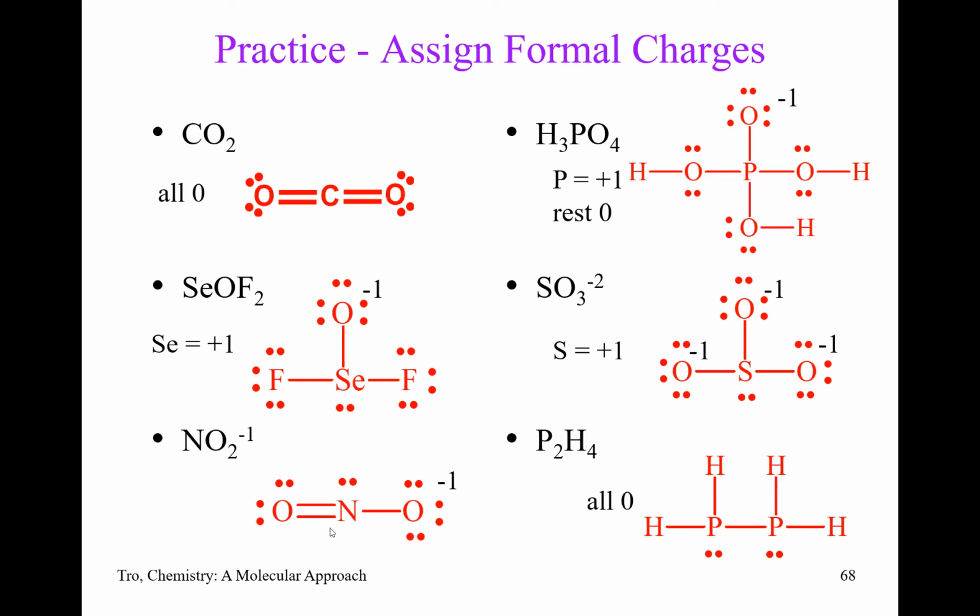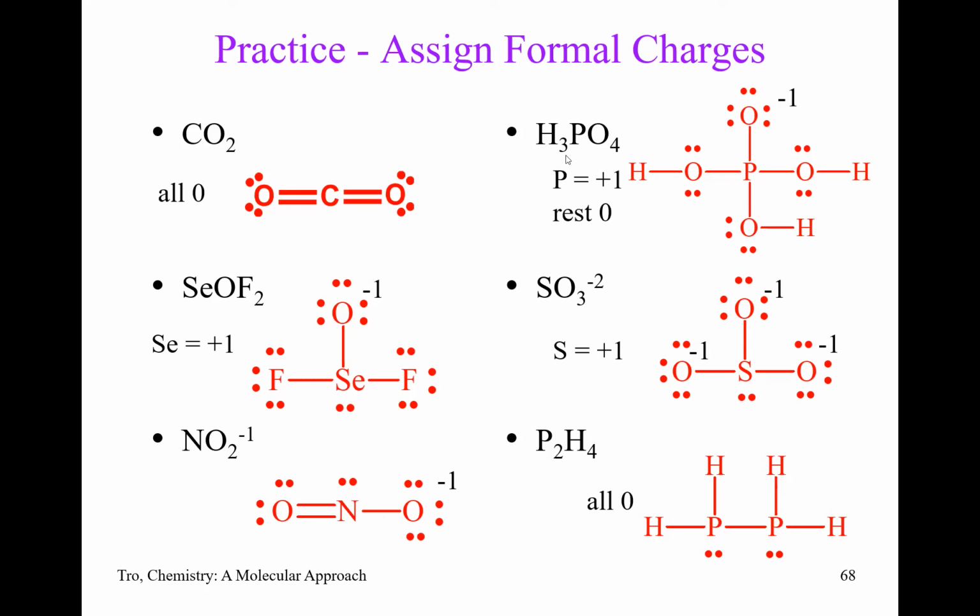Here's the NO2. Right, the oxygen on the left looks normal, the one on the right does not. It's got the 3 lone pairs and 1 bond, so that's a -1. The nitrogen's happy, and so the overall charge is -1.